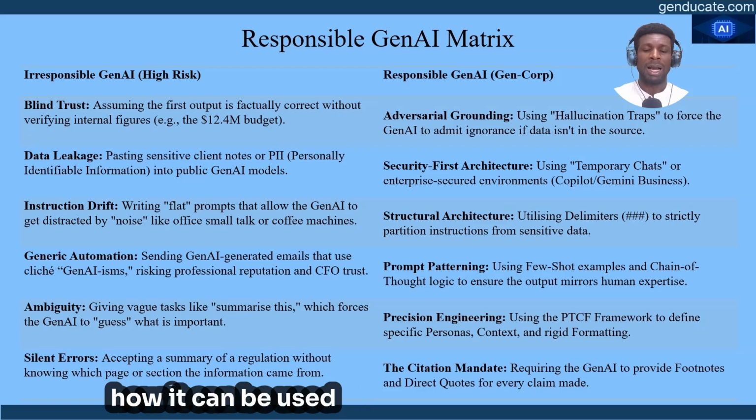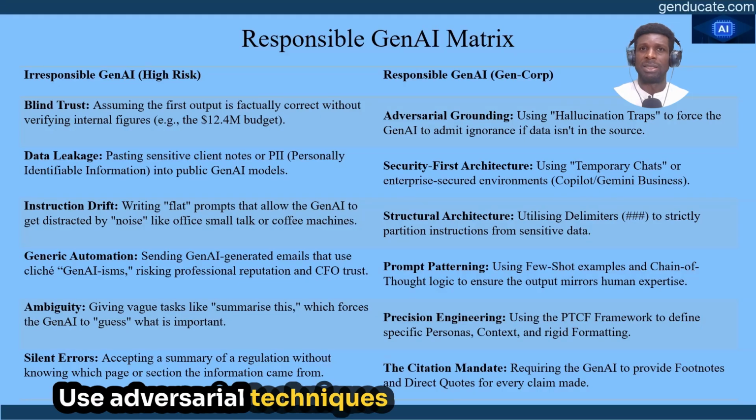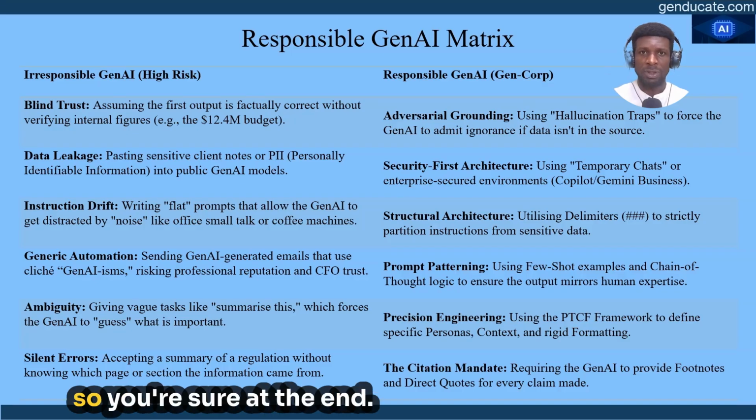But we also talk about how it can be used irresponsibly, just so you know to avoid that. I would summarize this. The very first part is to verify the output. We've practiced different areas and we've talked about different areas on how to verify the output. Use adversarial techniques to prevent hallucination. Do it in different steps so you're sure at the end.